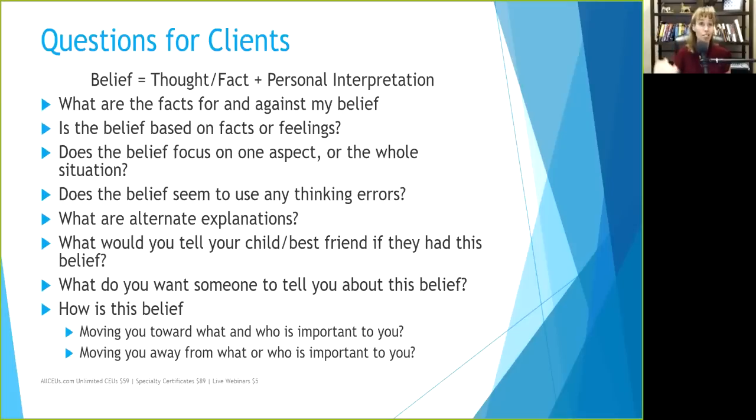Now, they can do a worksheet and have all of these, or you can pick 1 or 2 of these questions that are most salient for your clients that they can have at their fingertips. So as they're going through the day and something happens, they can ask themselves, okay, what's an alternate explanation? Or whatever it is that's salient for that client.